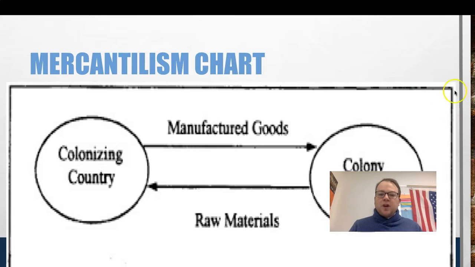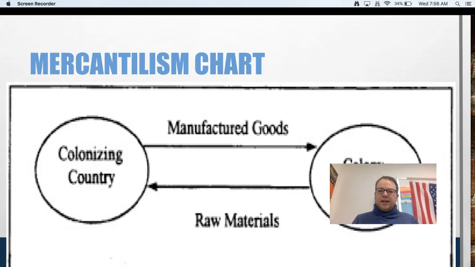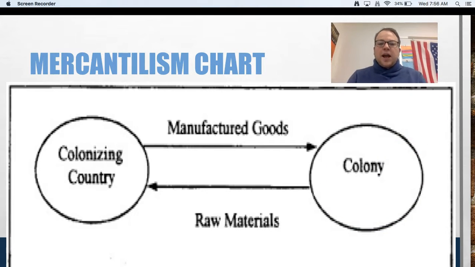So if we look at this chart real quick, it's going to give you an idea of what we just talked about. The colonizing country is just another name for the mother country. The colony is a colony. Raw materials, natural resources, same thing: things that come from nature that we use. So the colony is sending those raw materials back to the mother country. The mother country is then making something out of them. You may hear them called finished products. You may hear them called manufactured goods. Same thing. Sending them back to the colony.